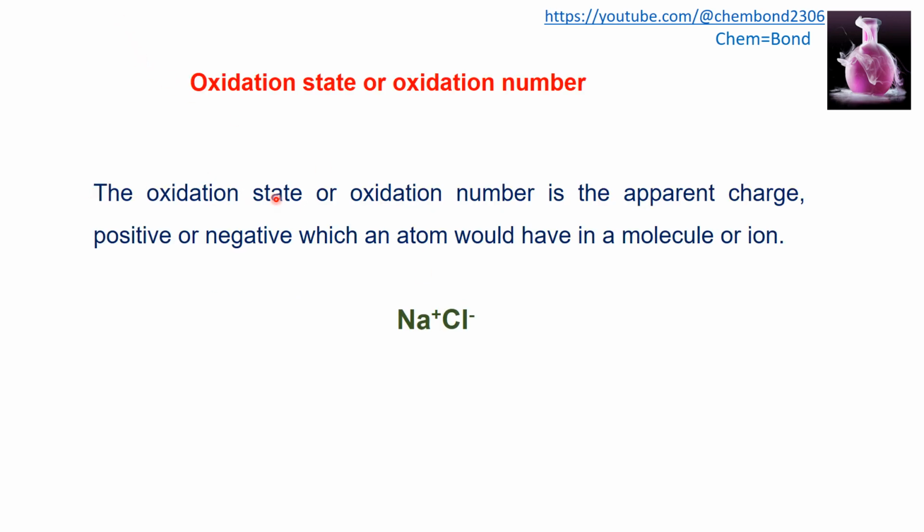The oxidation state or oxidation number is the apparent charge, positive or negative, which an atom would have in a molecule or ion. Sodium chloride is taken as an example. Sodium has a plus charge and chloride has a minus charge. So plus 1 and minus 1 are the oxidation states of sodium and chloride respectively.